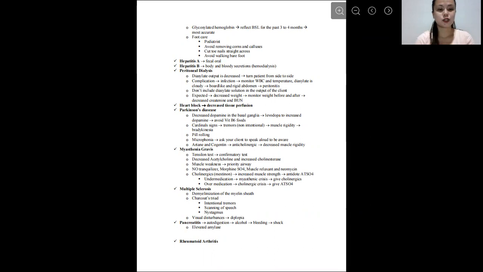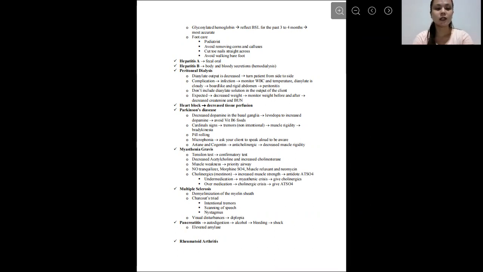Continuation to the discussion. So, peritoneal dialysis. What is the difference between hemodialysis and peritoneal dialysis? In hemodialysis, it uses a machine as a filter, filtering the toxins from our blood. Unlike in peritoneal dialysis, instead of using a machine, it uses the lining of the inside of the belly as a natural filter for blood.